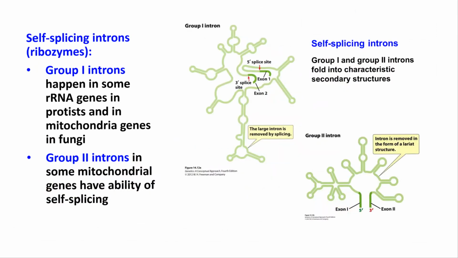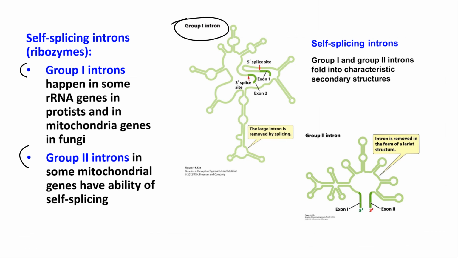Some introns are self-splicing, so they possess the ability to remove themselves from pre-mRNA. We talk about two major groups, group 1 self-splicing introns and group 2 self-splicing introns. Group 1 introns are found in RNA genes in some protists and fungi. Group 2 introns are in some mitochondrial genes, and they also have the ability to self-splice. So both groups are self-splicing and both fold into very characteristic secondary structures.